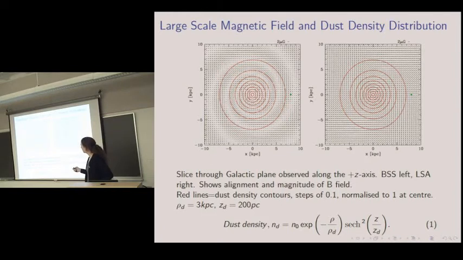This distance here to the sun is 8 kiloparsecs, and the radial scale of the dust is modeled as 3 kiloparsecs with a scale height of 200 parsecs. And for the cosmic ray electron density field, this is slightly different. So the radial scale is 5 kiloparsecs and the scale height is 1 kiloparsec. However, it has the same form as this.